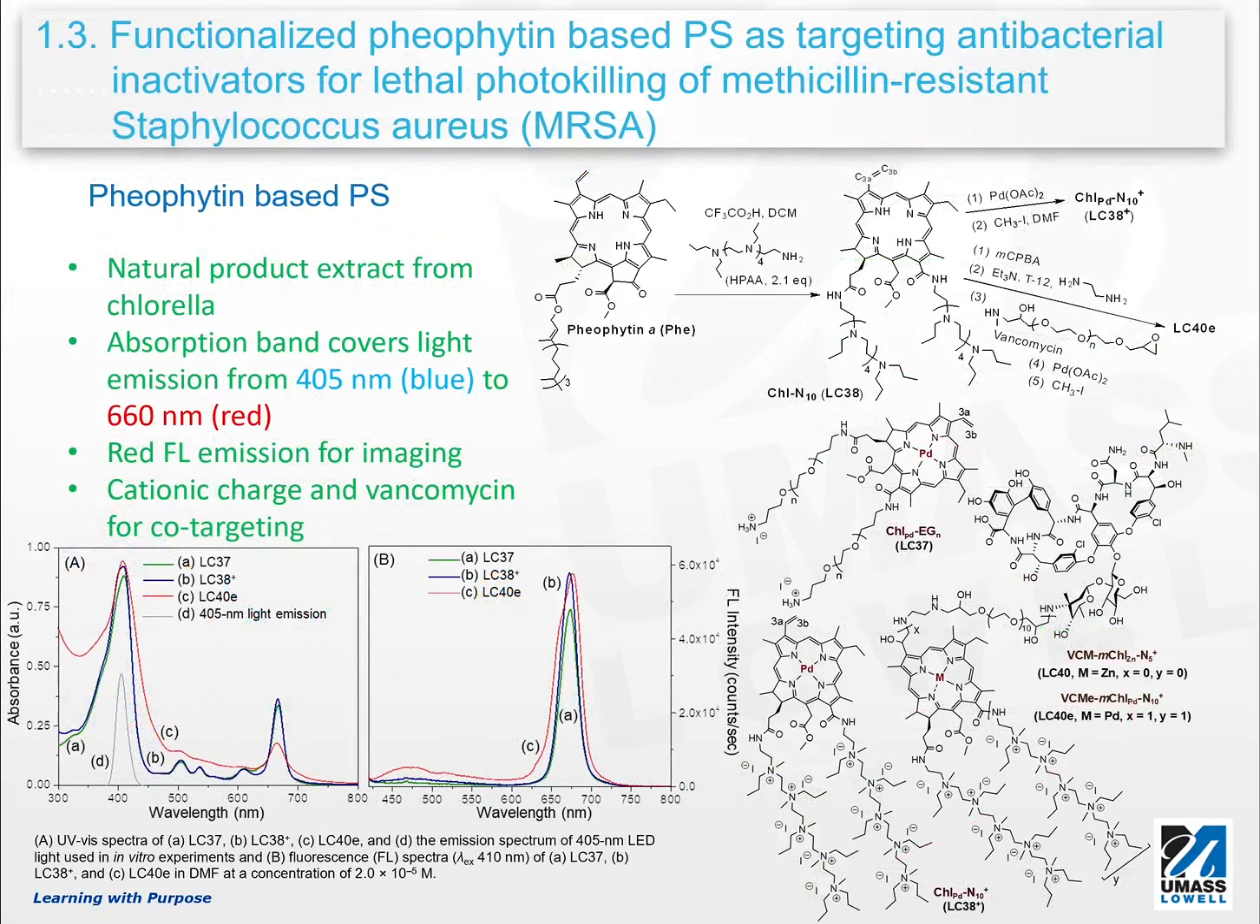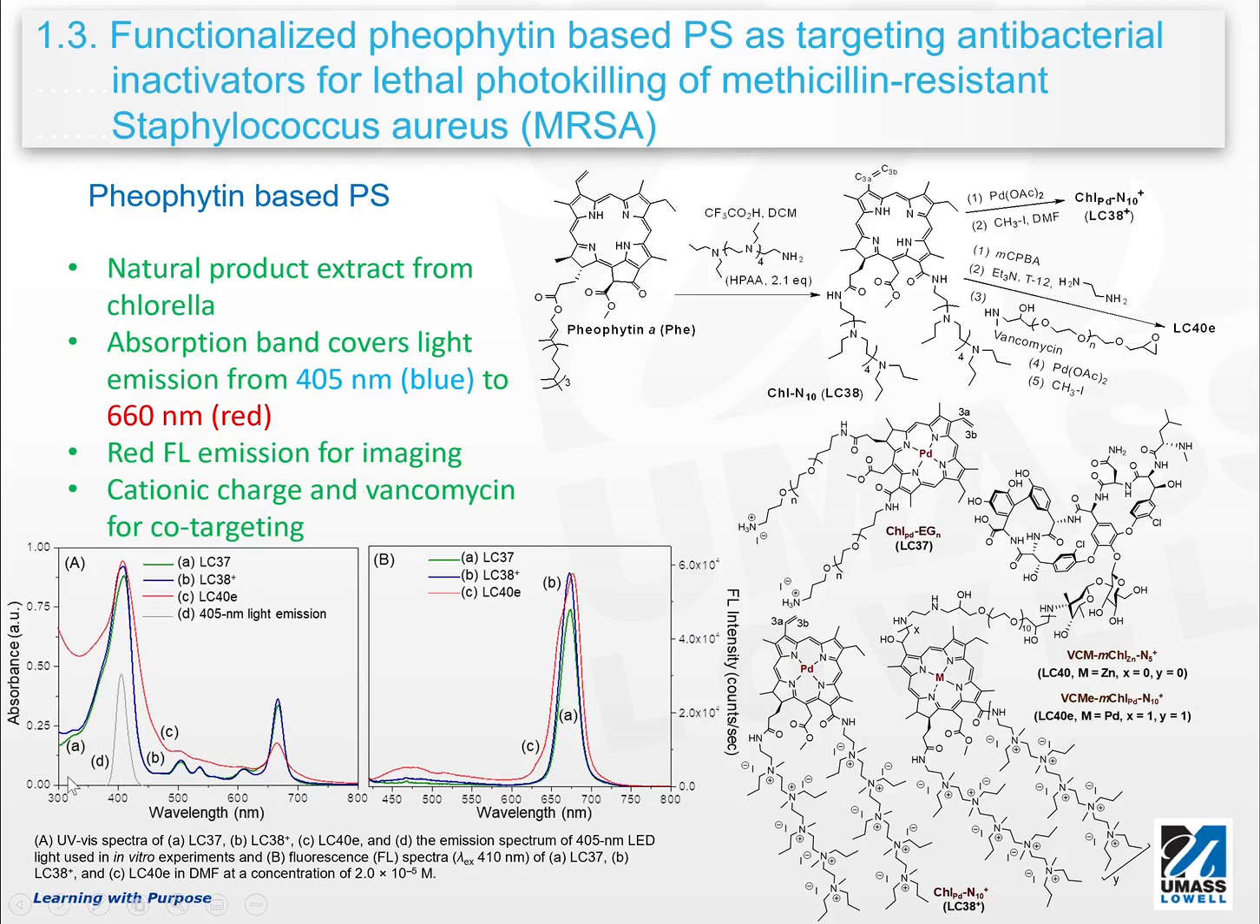Another interesting type of molecule we developed as a photosensitizer is a 15-based photosensitizer. So 15A is a demetallized chlorophyll A, which can be extracted from chlorella. This is a natural product, and in our lab, we buy chlorella, then extract chlorophyll from it. And the absorption of this tetrapyrrole ring is shown here.